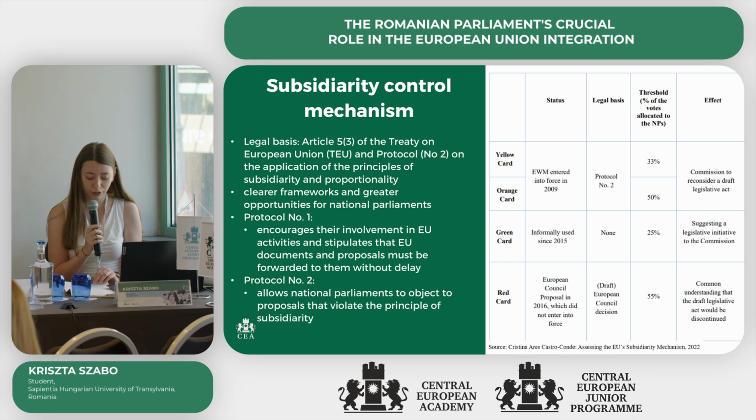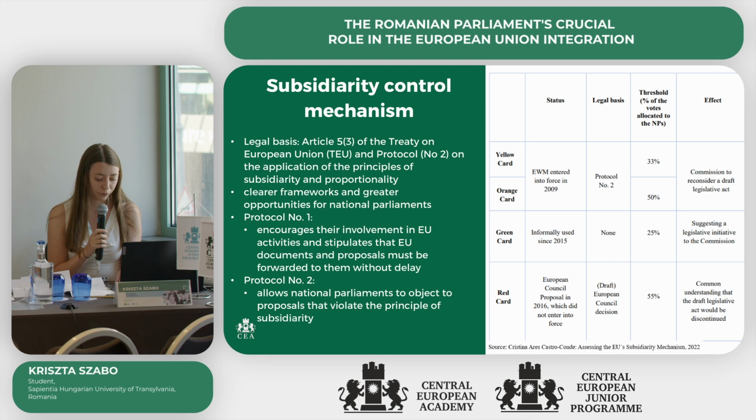The impact of reasoned opinions on the legislative process varies depending on how many national parliaments issue reasoned opinions and how many votes the member states in question hold in total. Each of the national parliaments is entitled to 2 votes. In the case of Romania, since it is a bicameral parliament, the 2 votes are divided between the Senate and the Chamber of Deputies.